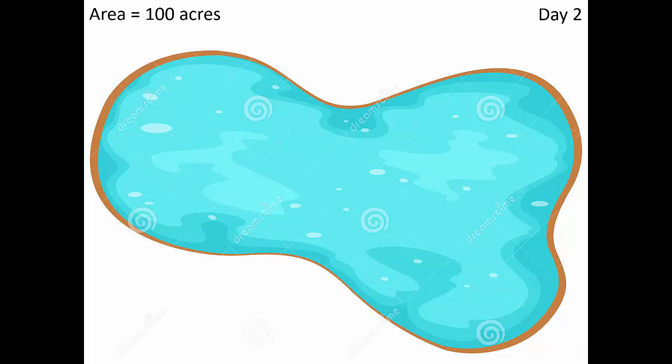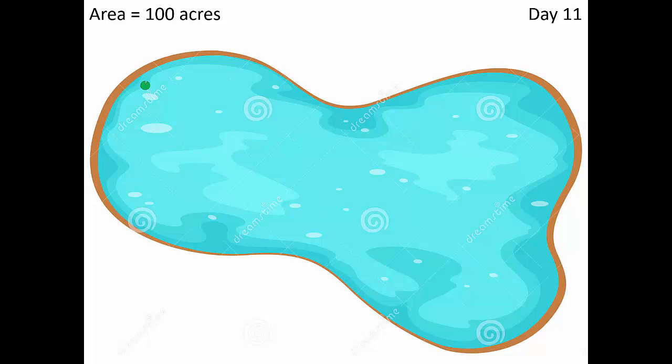Day two, there are 2 lily pads on the lake. Day three, there are 4. Day four, there would be 8. On day 5, it'll double again. Day 6, double again. Day 7, it'll double again. Day 8, day 9, day 10. And hopefully you've started seeing a group of lily pads growing in the top left-hand corner. Day 11, we double again.